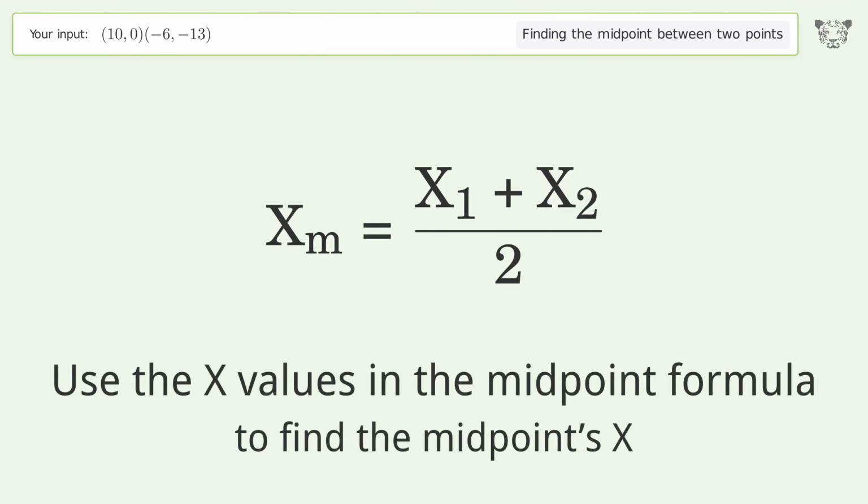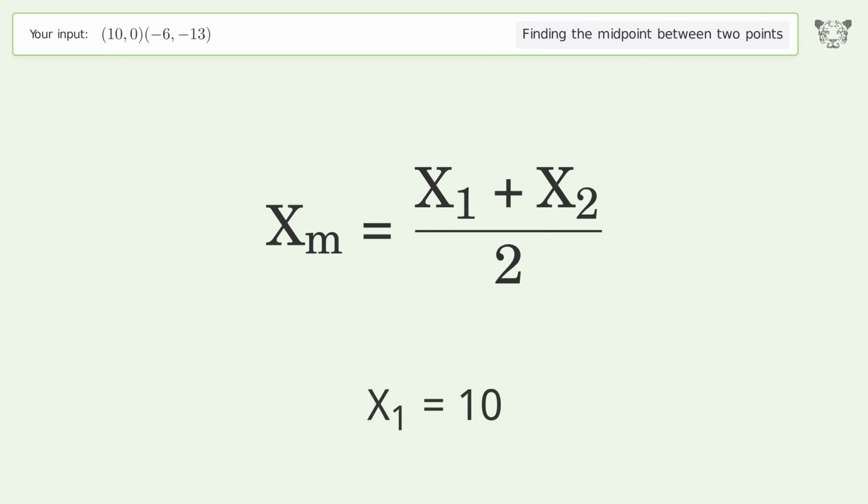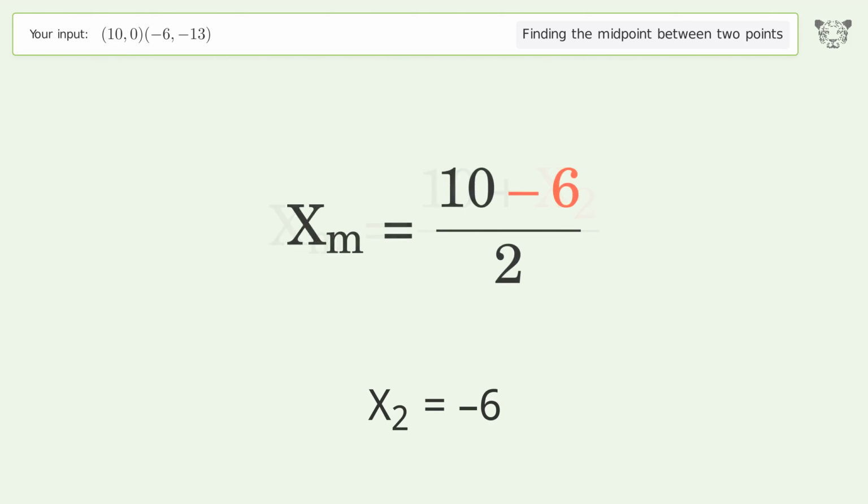Use the x values in the midpoint formula to find the midpoint's x. x1 equals 10. x2 equals -6. Simplify the arithmetic.